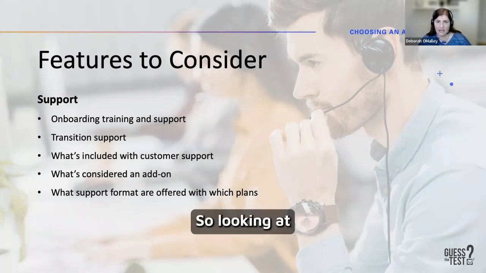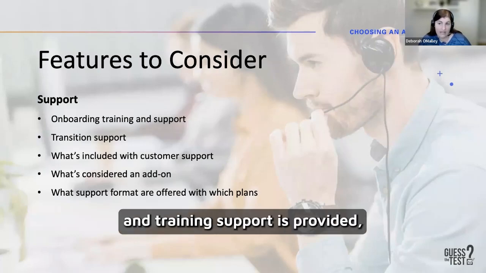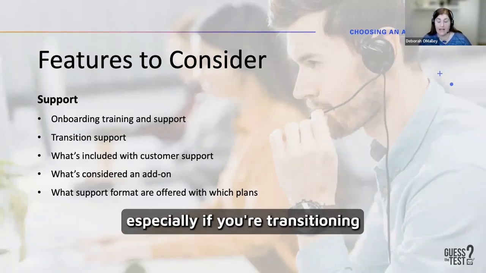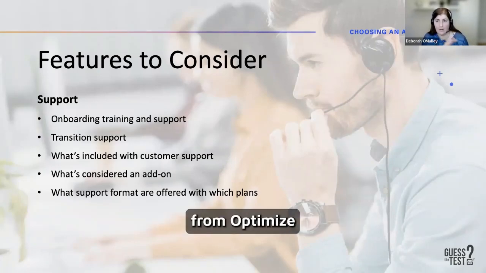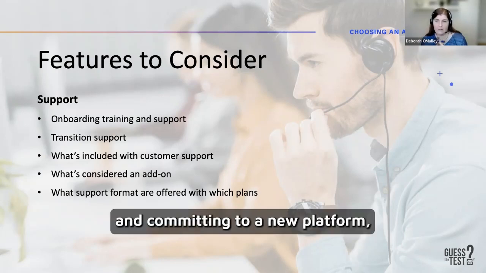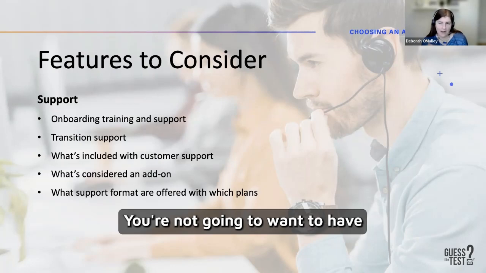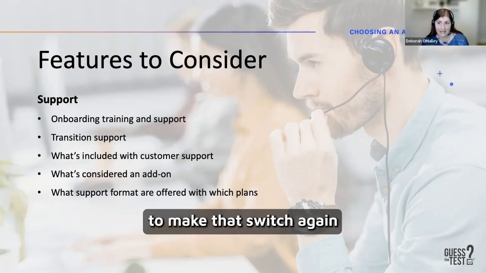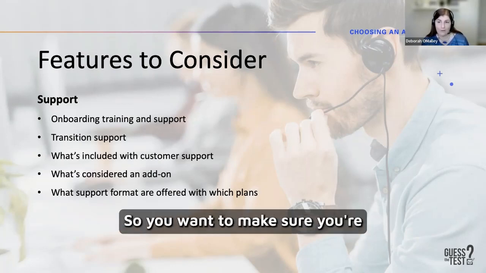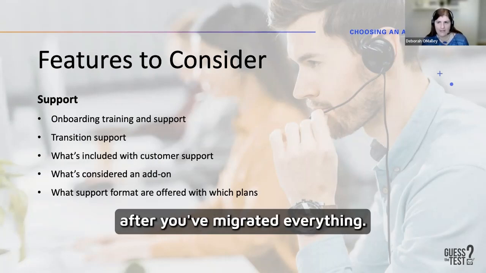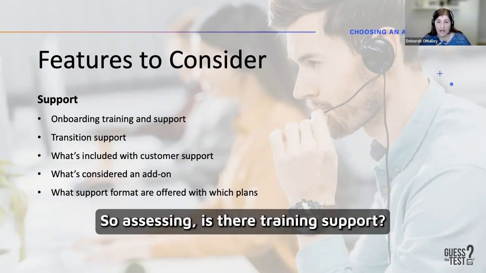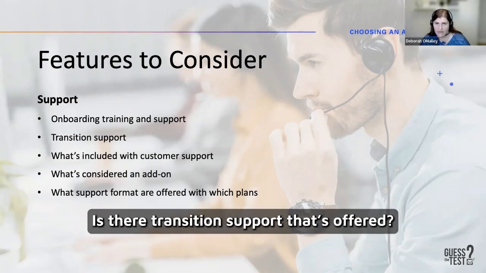So looking at what kind of onboarding and training support is provided, especially if you're transitioning from Optimize and committing to a new platform, your data is going to become a lot more locked in. You're not going to want to have to make that switch again once you've committed. So you want to make sure you're choosing the right platform after you've migrated everything. So assessing, is there training and support? Is there transition support that's offered?